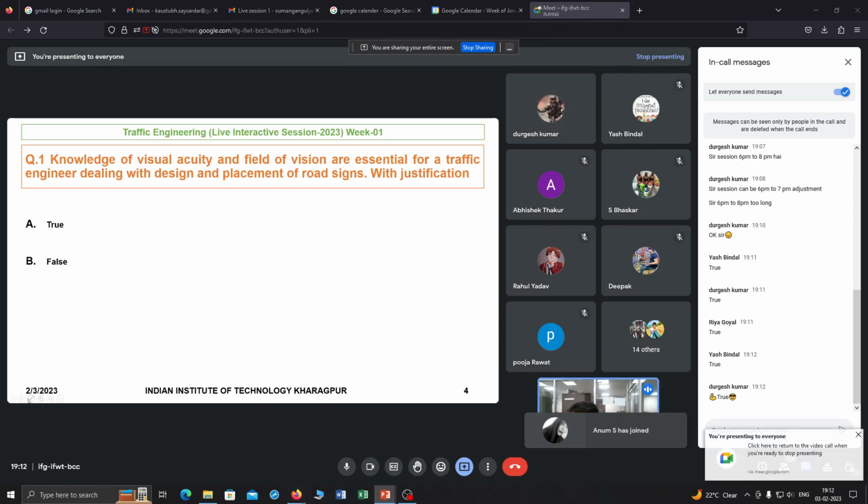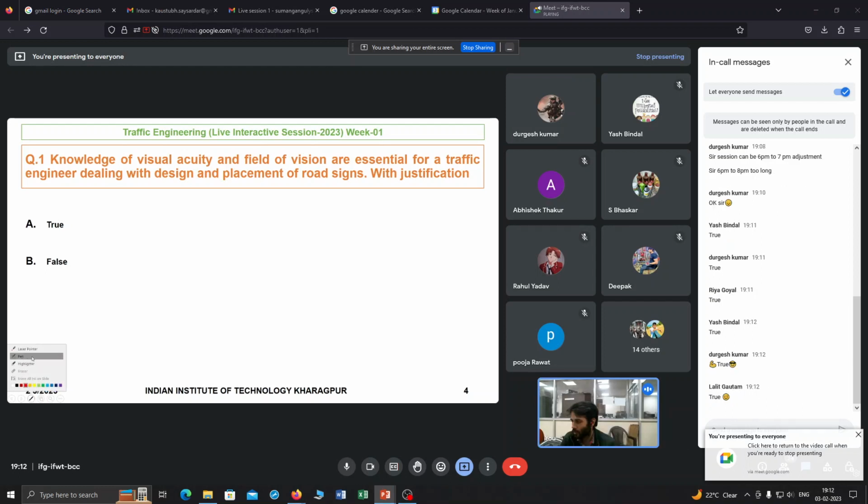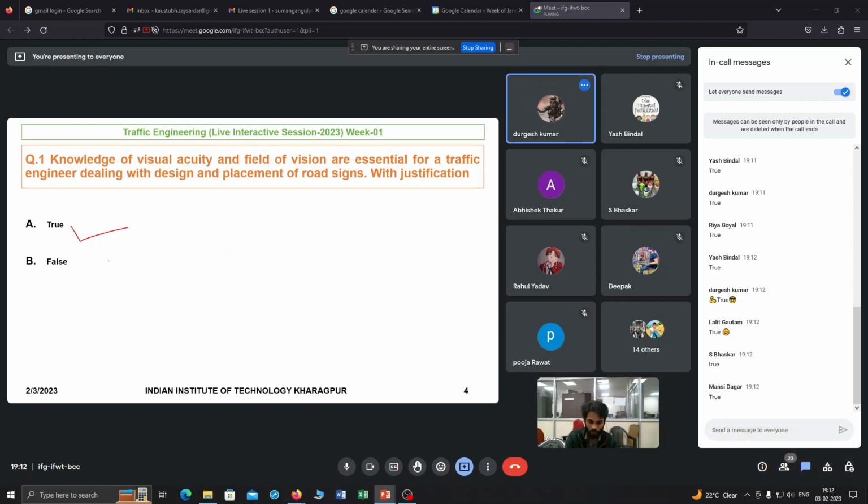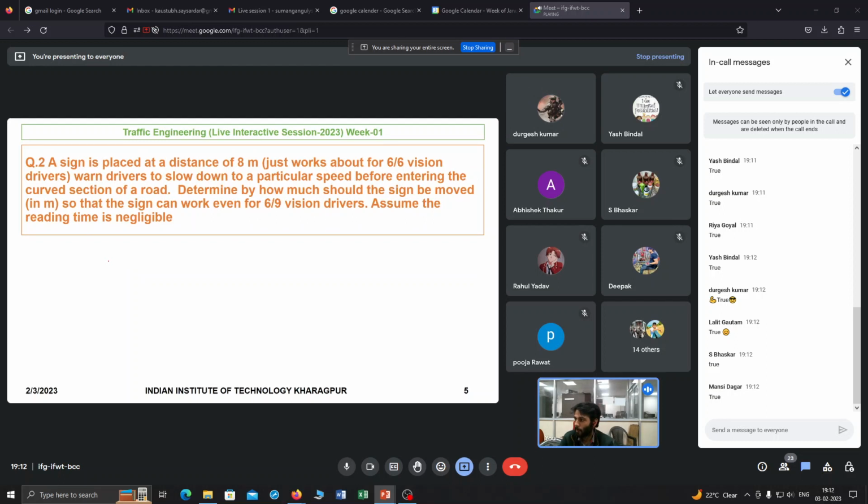Okay, so you should try to involve in this. So it is actually true. Now everyone is saying true. It is good. Everyone is saying that it is true. Okay. So now move to the next one, right?